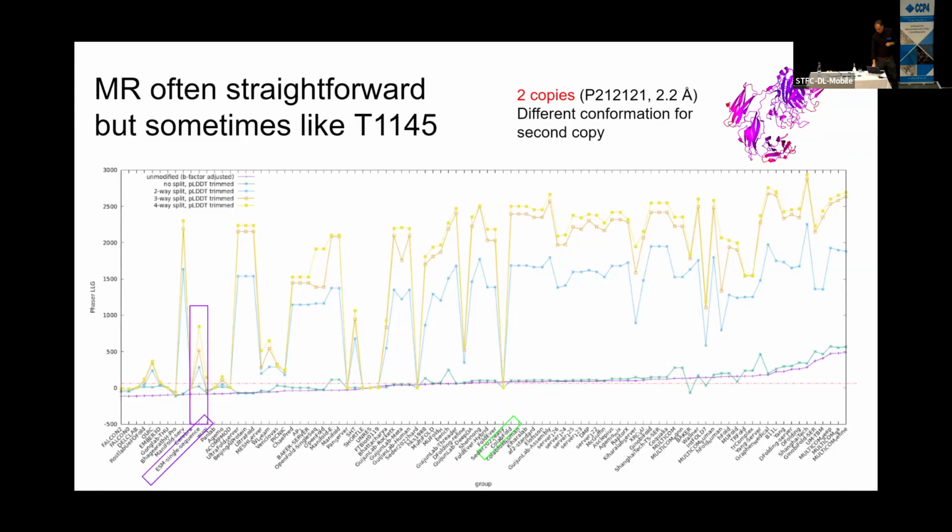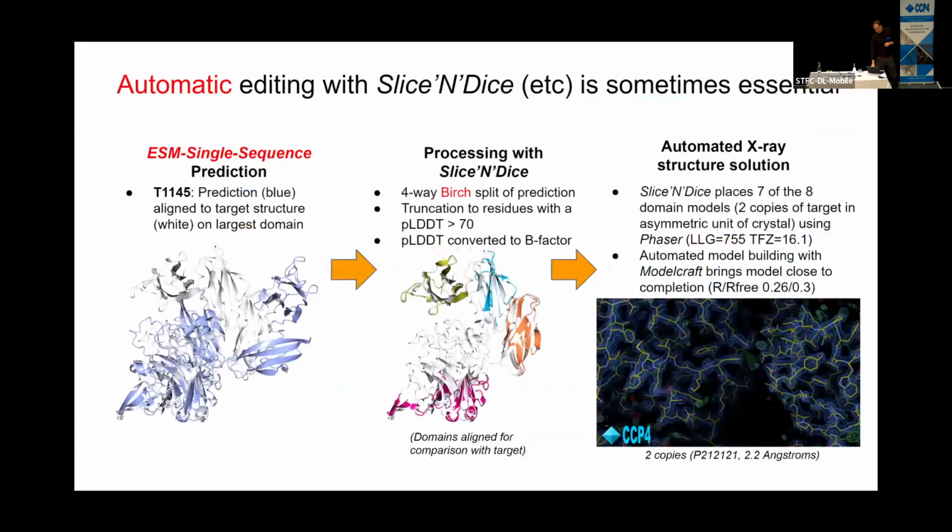So this is a slightly more challenging case, but it solves with many methods as long as you split the domains apart and treat them individually. There are different ways of doing that, of course, but one program that CCP4 offers is Slice and Dice. Here it is on that exact case. The ESM method, the protein language model, overall in global terms is pretty poor. But if you trim off the low confidence stuff, you're left with some domains which are individually well predicted, which you can fit very well.